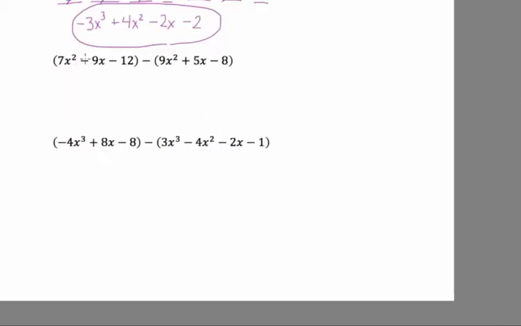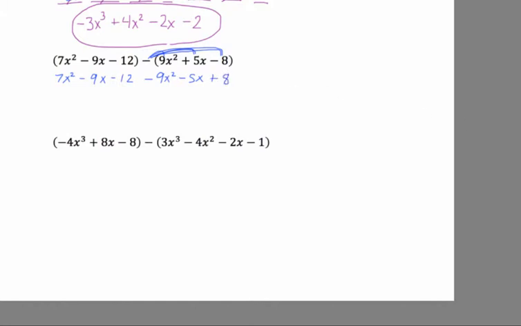With subtracting, my first set of parentheses aren't really needed, but my second ones are, and that's because I have a negative in front of them. I have to distribute this negative. So the first polynomial stays the same. 7x squared minus 9x minus 12. Now I need to distribute this negative. Negative 9x squared minus 5x. And when you take the negative of negative 8, you get a positive 8.